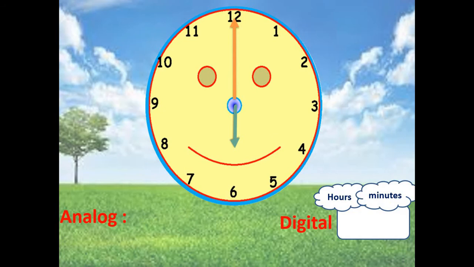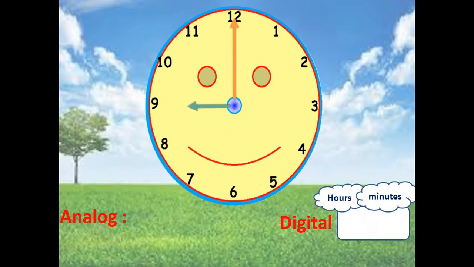Next one, here the short hand points at number 6 and the long hand points at 12. So in the analog, we're gonna say it's 6 o'clock. And in digital, in the hours, 6. And in minutes, 0 minutes.